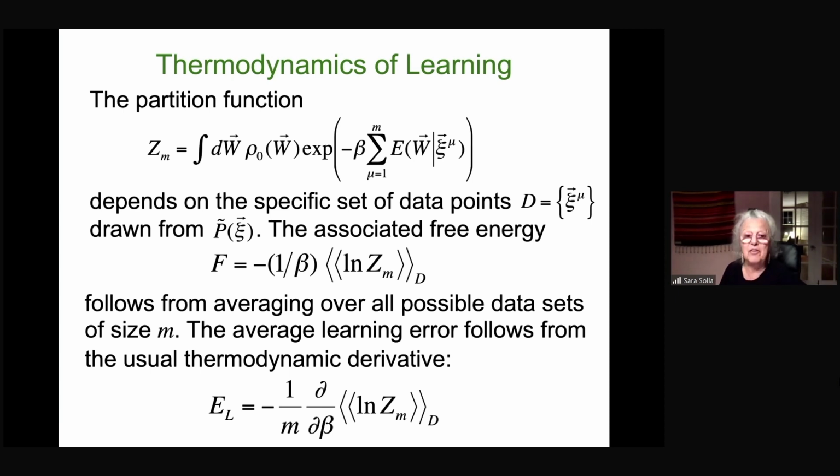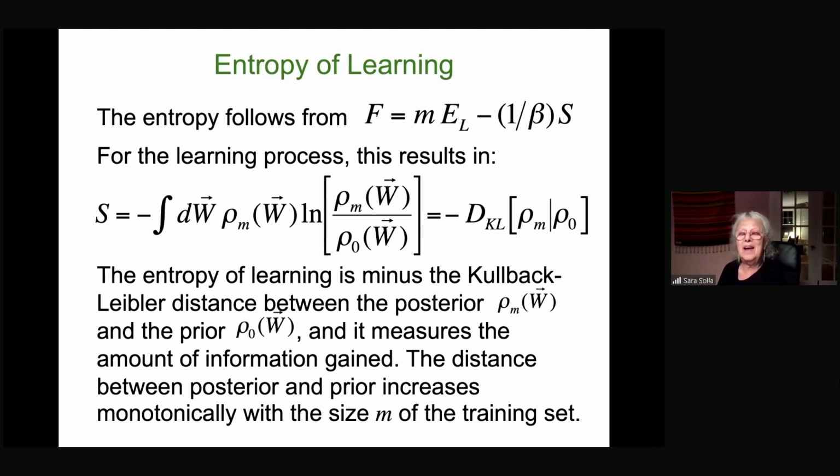So we have a learning error. Again, because I am a physicist, I know that if I have a free energy and a learning error, which is playing the role of the energy, I can compute the entropy. And if I do the algebra for this, it's very interesting, because the entropy of the learning process is a Kullback-Leibler distance between rho m and rho 0. So it is the distance between the posterior rho m of w and the prior rho 0 of w.